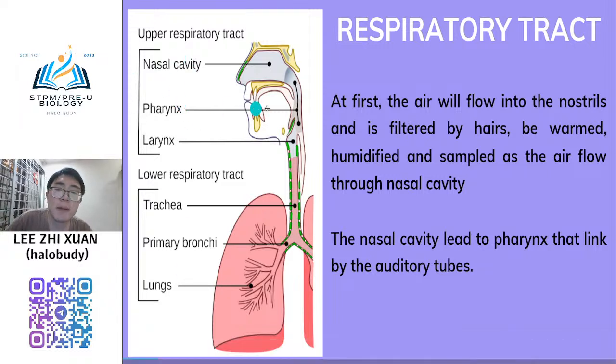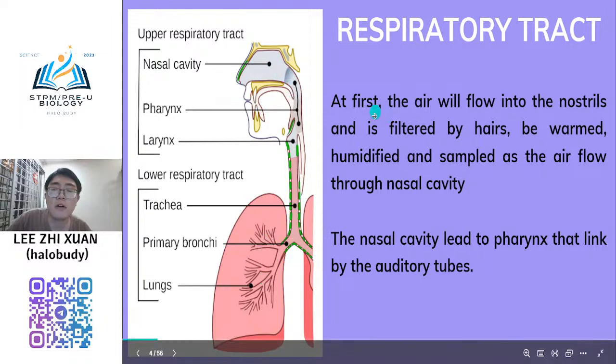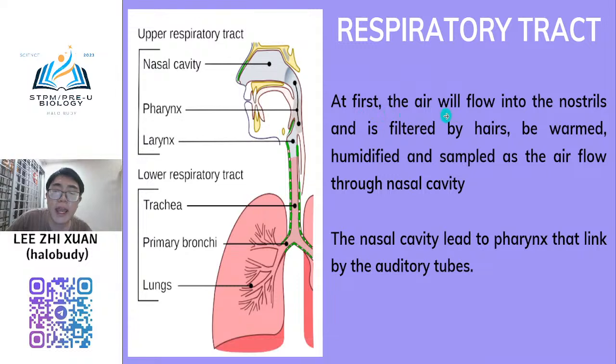So the first main part is about how the air flows in from the atmosphere. When we breathe, we absorb the air, the oxygen gas. How does the air enter into our nose and then into the lung? Normally, at first the air from the atmosphere will flow into the nostril. Nostril is the nose.